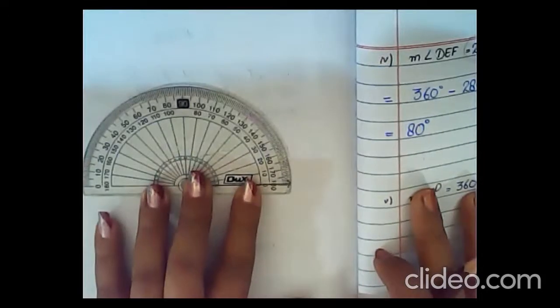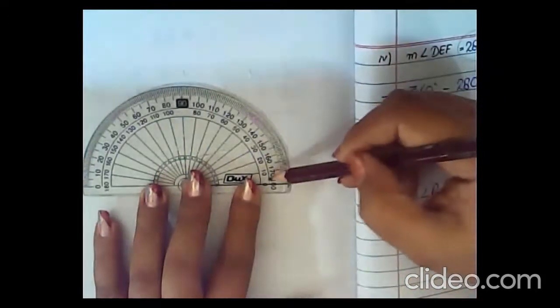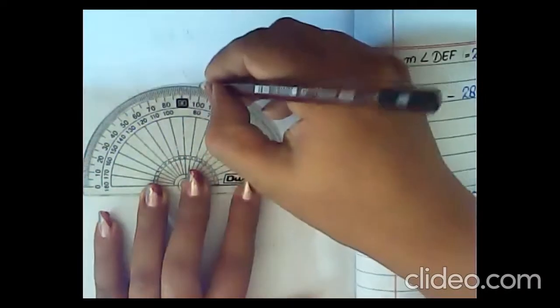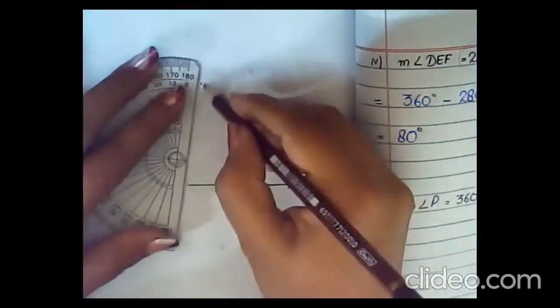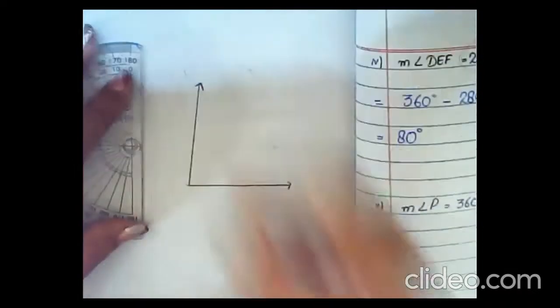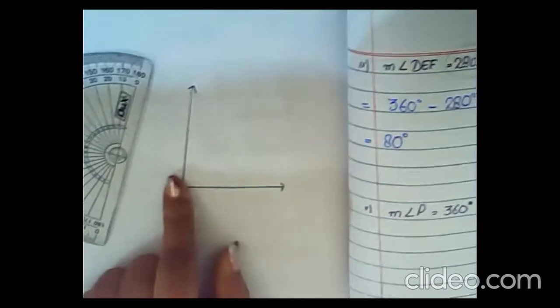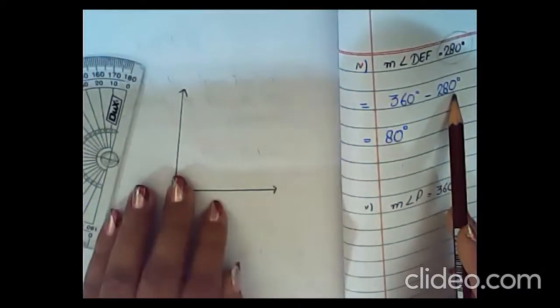And then simply we are going to make the angle of 80 degree. We are going to read the lower scale, 0, 10, 20, 30, 40, 50, 60, 70, 80. 80 lies here. We'll make the point here and then join it with the end point of the first ray. Then make the arrowhead here. Clear? Now, this is the angle of 80 degree, but the required angle is 280 degree.